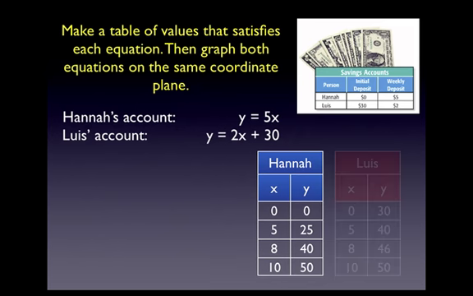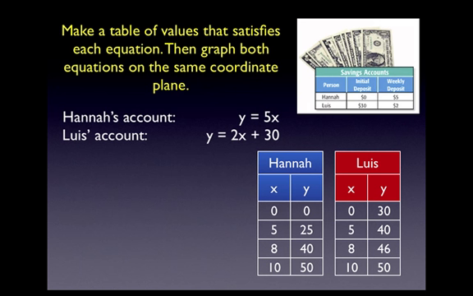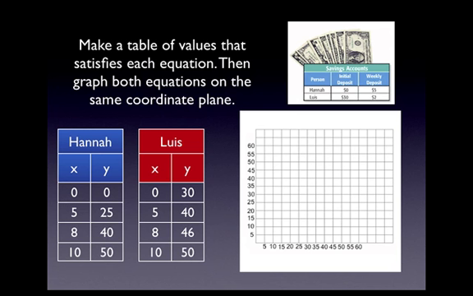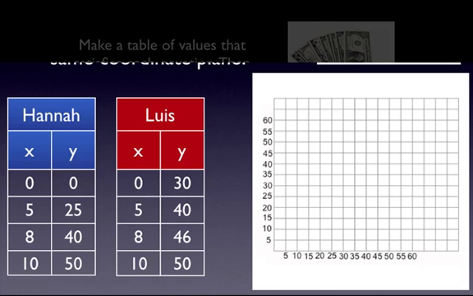Let's look at Lewis's account. When he initially starts the account, he has $30. When x is equal to 0, we would say 2 times 0 is 0, plus 30 is equal to 30. So y is equal to 30. 5 weeks later, we would say 2 times 5 is equal to 10, and 10 plus 30 is equal to 40. So we have (5, 40). 8 weeks later, we have 2 times 8 is equal to 16, and 16 plus 30 is equal to 46. And then 10 weeks later, we would say 2 times 10 is equal to 20, plus 30 is equal to 50.